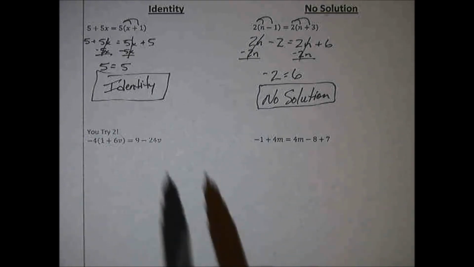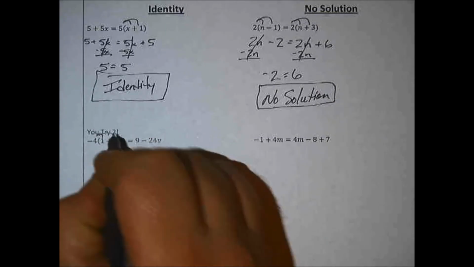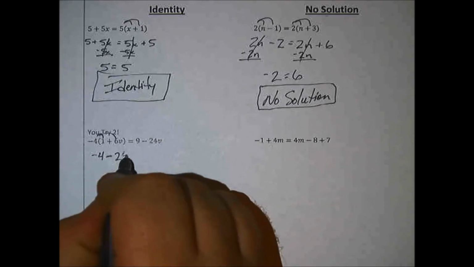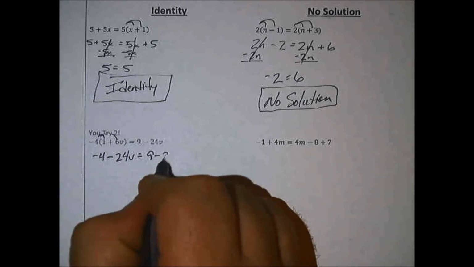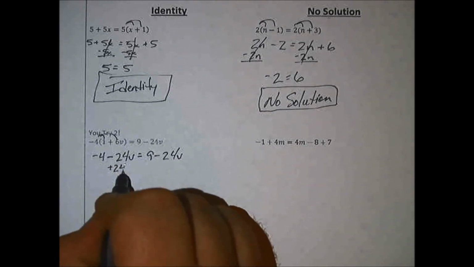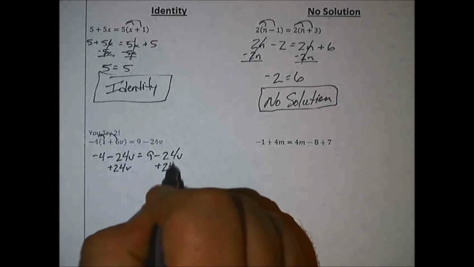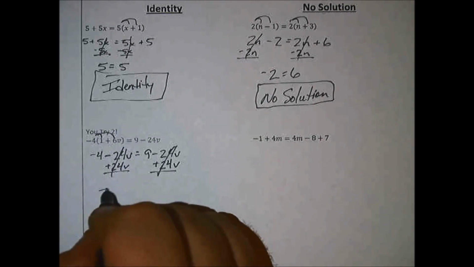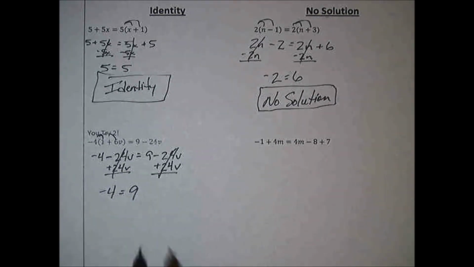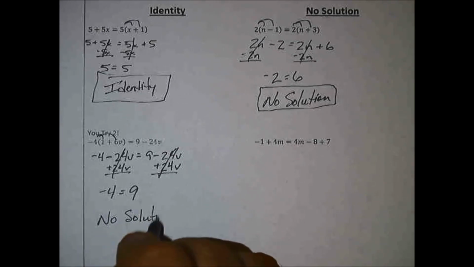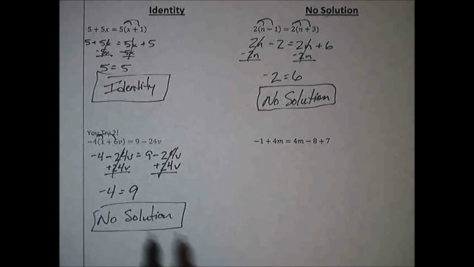Okay, welcome back. And here we go. We're going to use distributive property. Negative 4 times 1, negative 4. Negative 4 times 6v is negative 24v. Equals 9 minus 24v. I'm going to add 24v to both sides. I know something's fishy because my variables have the same coefficient. Since they have the same coefficient, I know something's looking ugly. I have negative 4 equals 9. Well, negative 4 does not equal 9. We know that. Since it doesn't equal, we have no solution. It doesn't matter what we plug in, it ain't going to work.